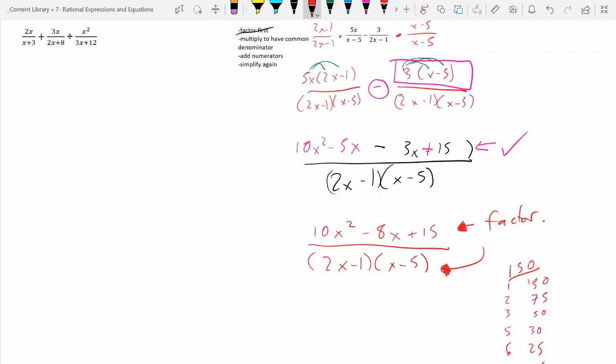I think that's it. Yeah, so I don't see one that's going to add up to negative 8.